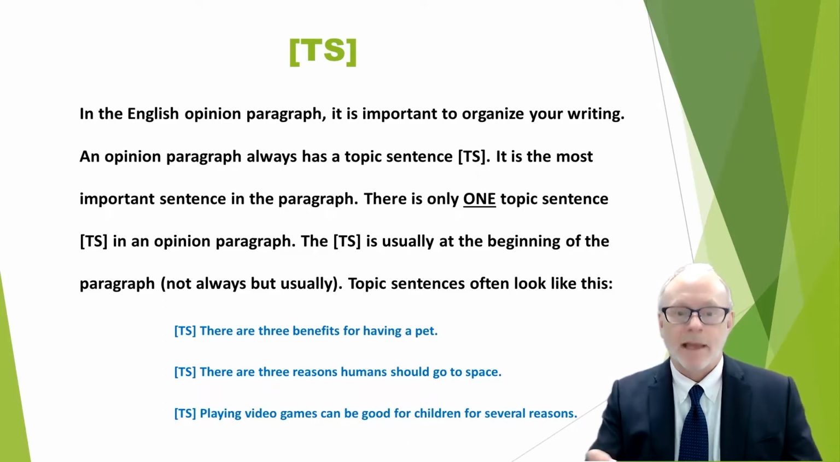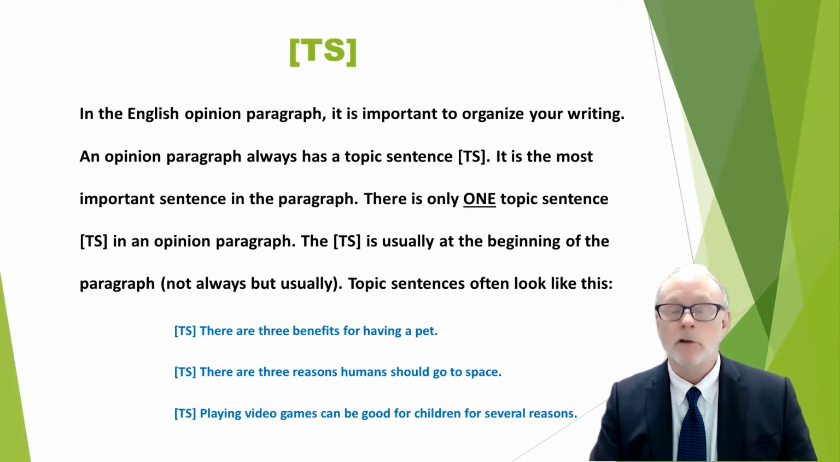Now, topic sentences, as you can see on the screen, often look like this. In blue, you can see 3 topic sentences. The first one says, TS, there are 3 benefits for having a pet. The second one, there are 3 reasons humans should go to space. And finally, playing video games can be good for children for several reasons.